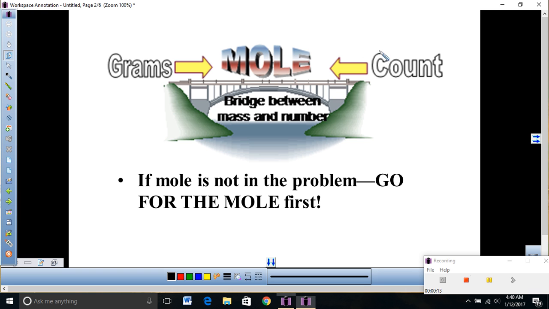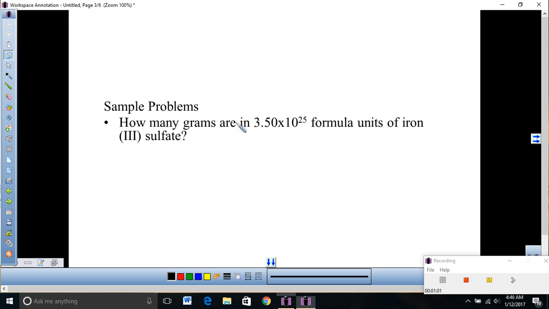And from the mole you can go to atoms, molecules, formula units, things you can count. Or if you have atoms, formulas, molecules, and you're trying to get to grams, you have to go to the mole. And then from the mole you can go to grams. So it's going to make it a two-step problem instead of a single problem. So let's begin. I've got 3 examples for your notes today.